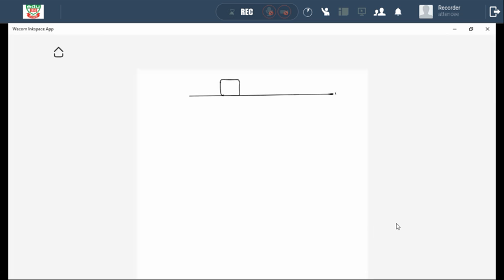Let's say this block is being pulled to the right by a force of 150 newtons. And remember, I said this force must be a constant force. It is pulled for a distance of, let's say, 8 meters. As it is being pulled to the right, it experiences a constant frictional force of 4 newtons. And we all know that friction opposes motion, so if the object is going to the right, friction is going to the left.